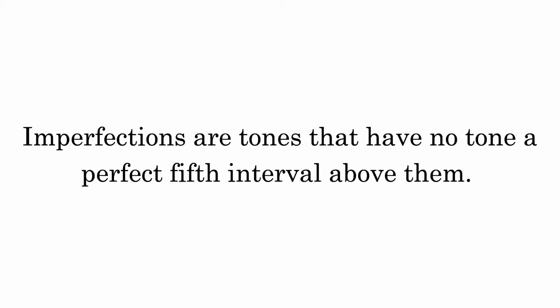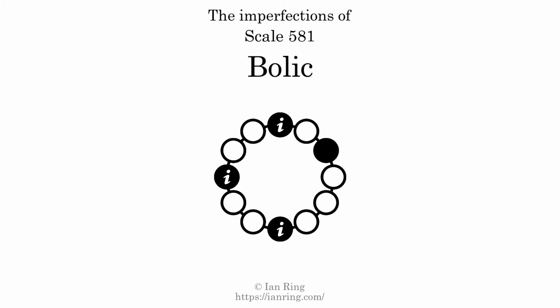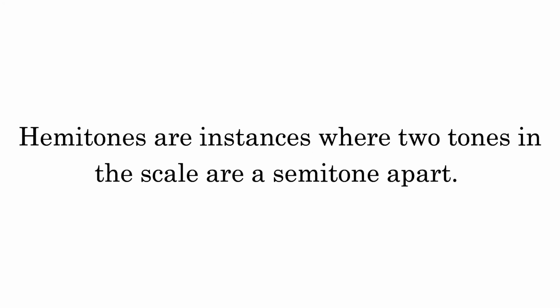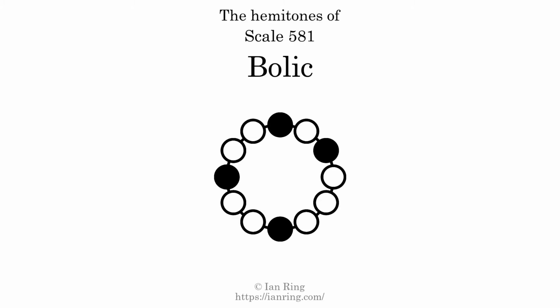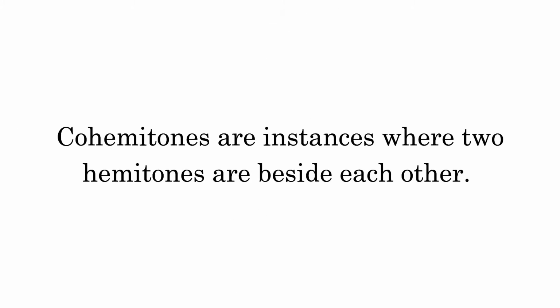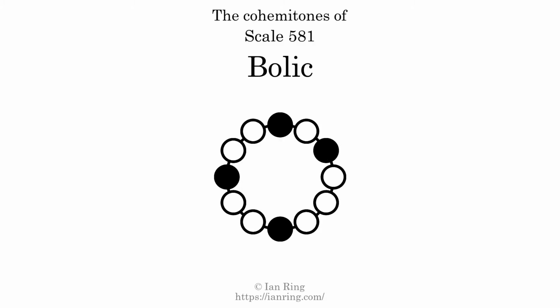Imperfections are tones that have no tone a perfect fifth interval above them. This scale has 3 imperfections. They are at positions here, here, and here. Hemitones are instances where 2 tones in the scale are a semitone apart. This scale has no hemitones. Cohemitones are instances where 2 hemitones are beside each other. This scale has no cohemitones.